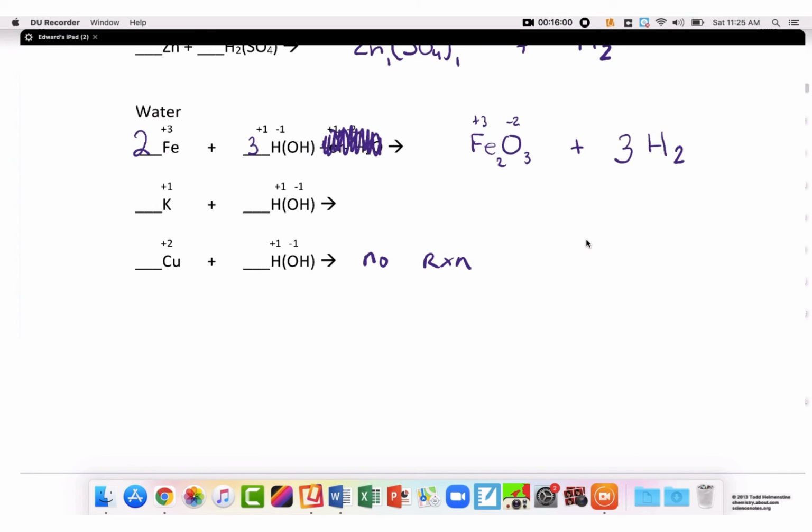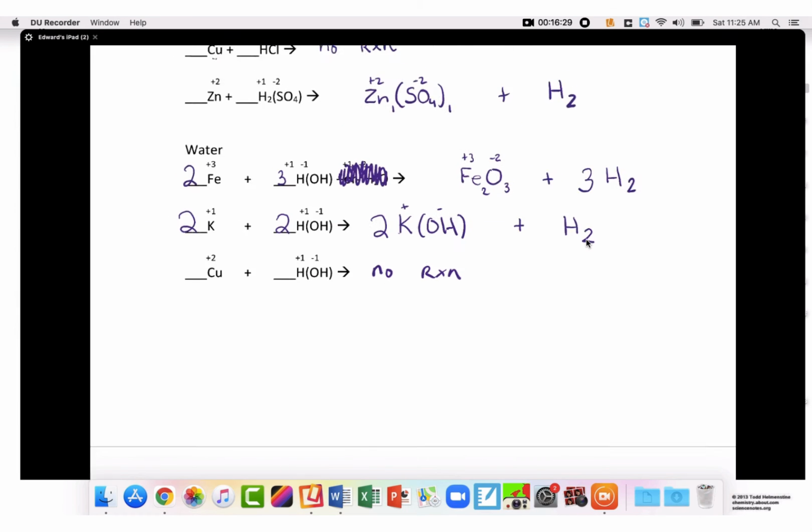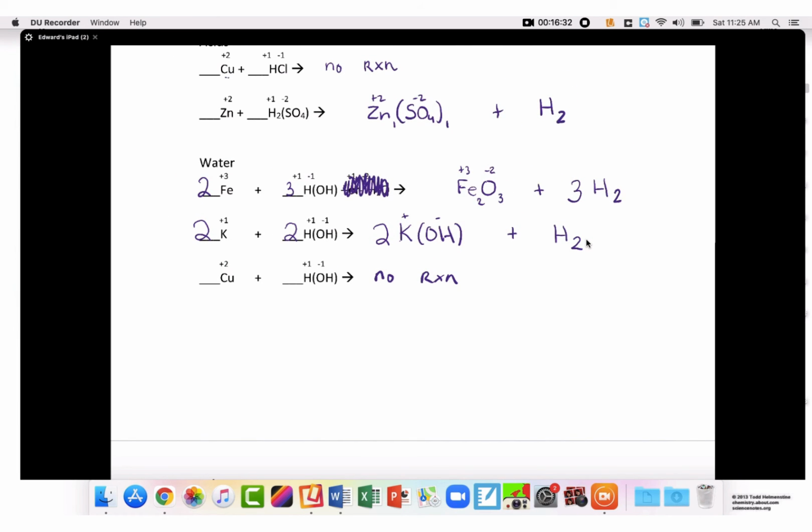So we have K, O, H. K is plus 1, OH is minus 1. No subscripts needed there. Plus H2. Is H diatomic? Why, yes it is. Put a 2 behind that. Let's balance. We have 2 H's, we have 1 H. Let's fix that. We have 2 OH's, 2 OH's, 2 K's, 2 K's, and we're done. Okay. Next section.